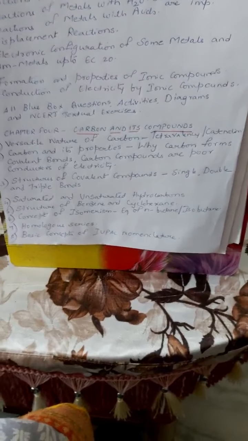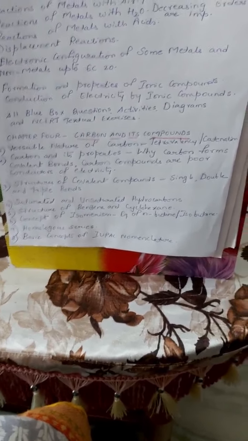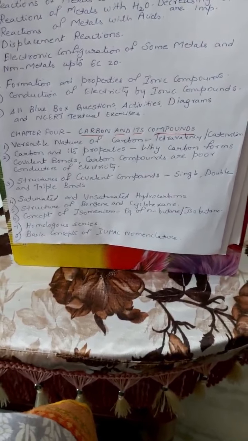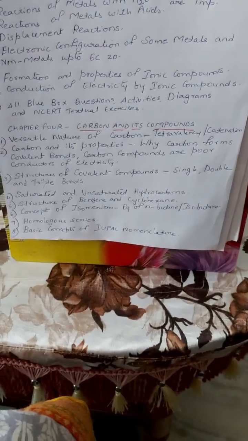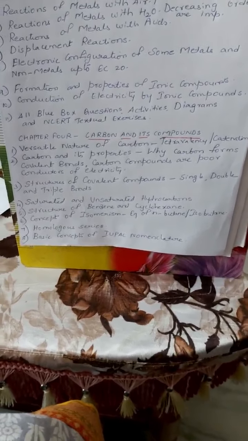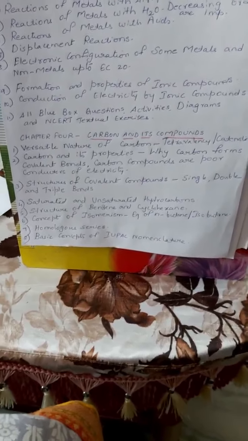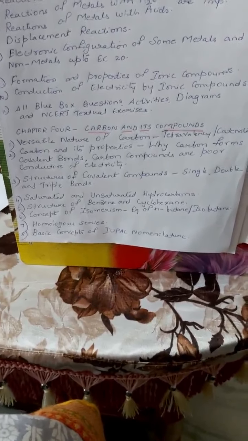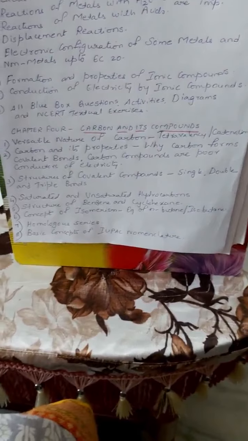The versatile nature of carbon, knowing the concept of tetravalency and catenation is most important. Carbon and its properties, why carbon forms covalent bonds, and why carbon compounds are poor conductors of electricity. These are most often asked questions in 1 mark, 2 marks, also can be asked in 3 marks.